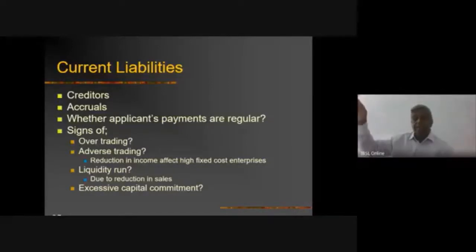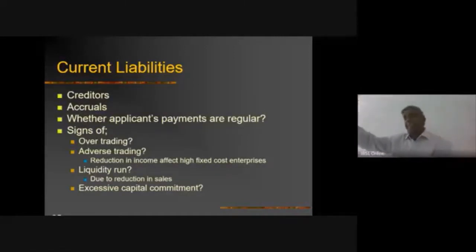The company has sufficient fixed assets and sufficient working capital to produce 100,000 units per month. They produce and sell 100,000 units. Now they want to increase that from 100,000 units to 150,000 units.